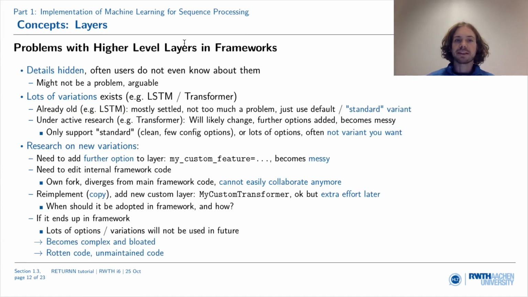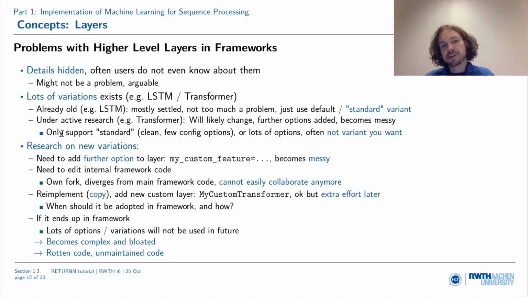So there are some problems with these higher-level layers in a framework. First of all, details can be hidden. And so the users often don't really know all the details. And this might be a problem or not, depending on the use case. There are lots of variations, of course, for LSTM or transformer. When it's older, like an LSTM, then it's mostly settled. So there's some standard variant, and you would probably use that, and this is not too much of a problem. But when the model is more under active research, like the transformer, this will likely change in the future, and further options and variations will be added, and this can become messy.